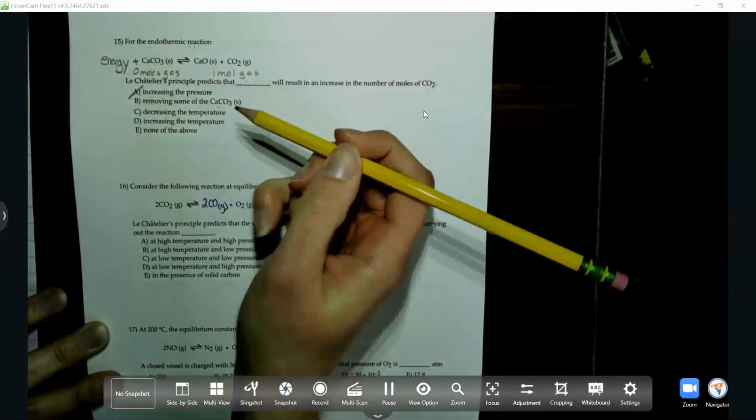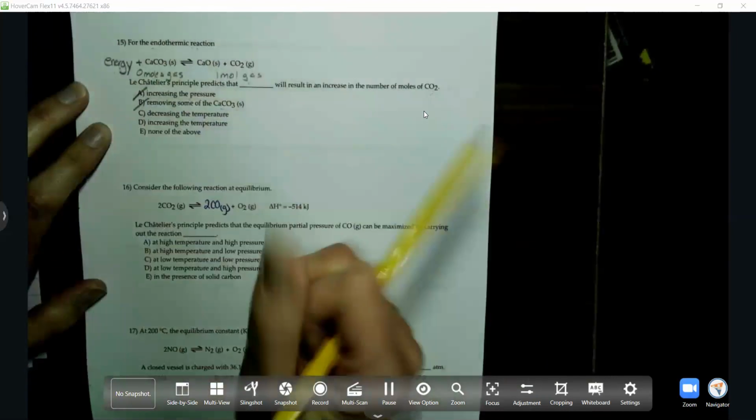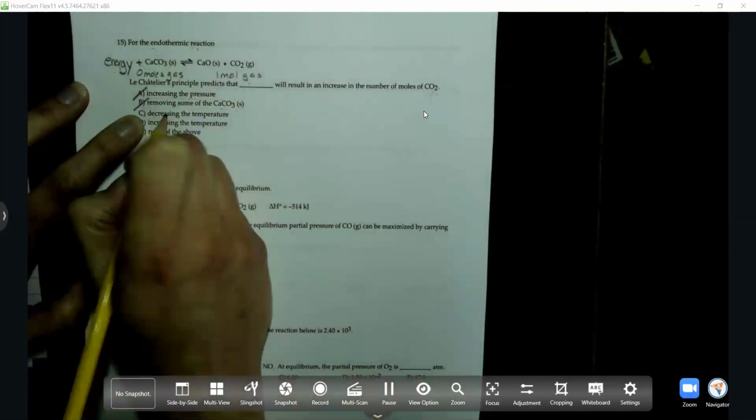Remove some of the CaCO3. If we remove the starting material, the equilibrium reaction will shift back towards reactants to form more CaCO3. That's not the answer. Decrease the temperature. So if we decrease the temperature, again, we're going to shift back towards the energy as I've written it into the reaction.